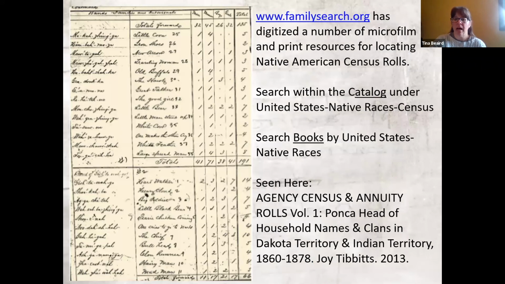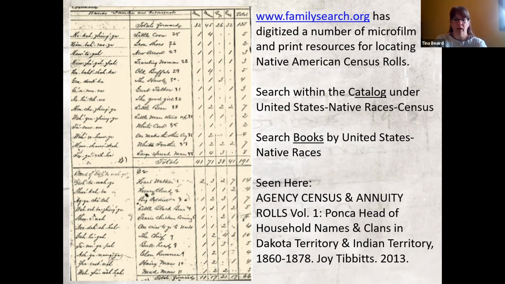FamilySearch has a lot of Native American census records that were done in book form. If you go in at the top where it says search, it'll show you wiki, databases, catalog, and books. I would search the books and the catalog by tribe or agency and see if you can pull some of these up as well. They're not all available in the database collection, so you want to investigate by looking at either the books or the catalog to see what else you can find.